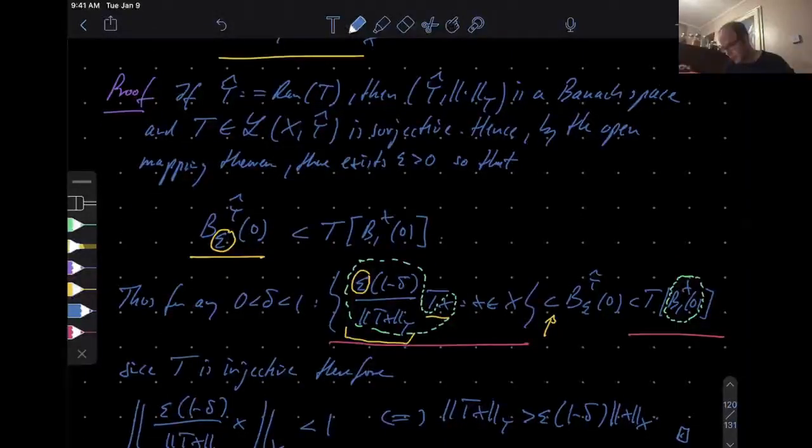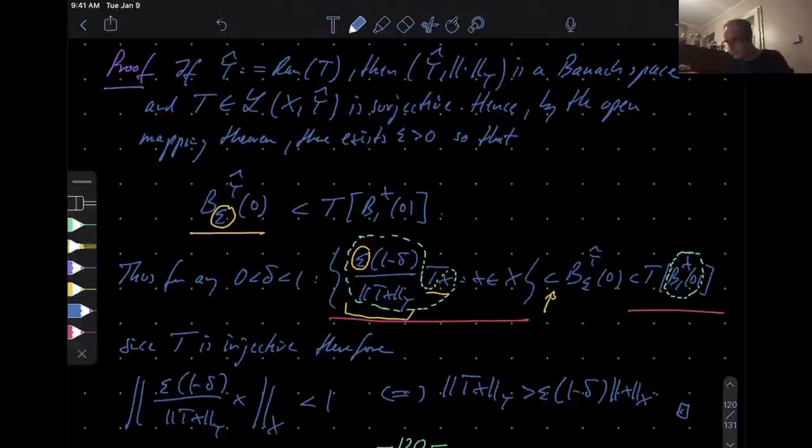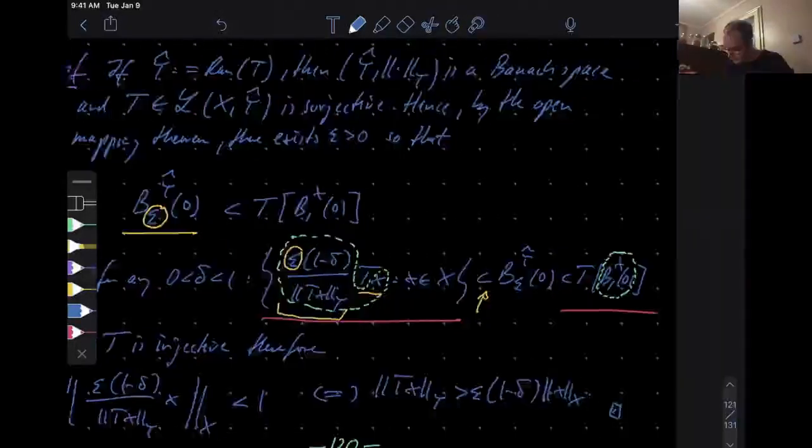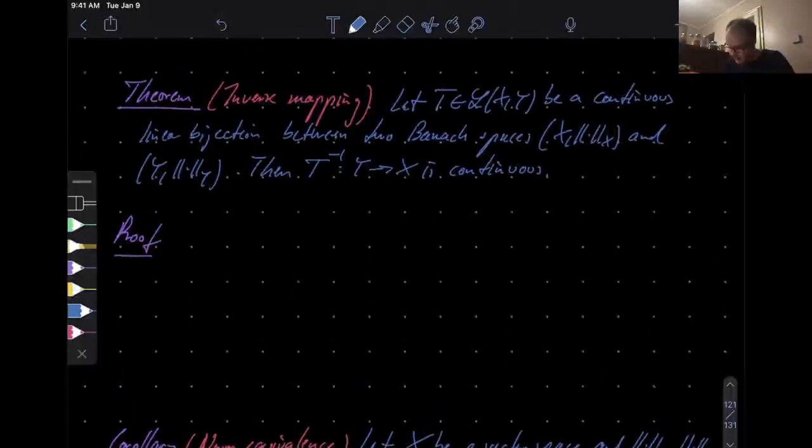Okay, so I can push delta equals 0, and then I will get the strict inequality with equality included and epsilon being redefined. Okay, so this is the claim. All right. Now that we have this, we will be able to prove this big guy up here, the inverse mapping theorem, which is mighty important, going to be very useful in the upcoming chapter.